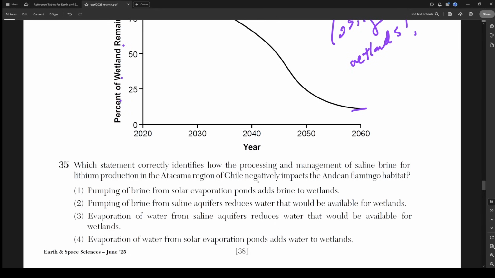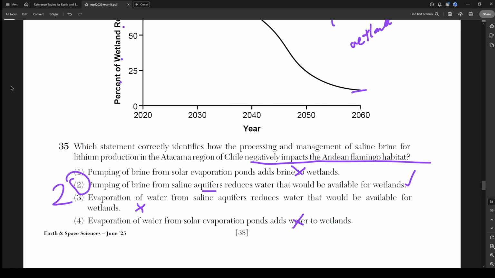Okay? So which statement correctly identifies how the processing and management of the saline brine for lithium production negatively impacts the flamingo habitat? Pumping of brine from the evaporation ponds adds to the wetlands? No. Pumping of brine from the aquifer reduces the water that would be available? Yeah. Evaporation of water reduces the water that would be available from the wetlands? That's not in the wetlands. Evaporation of water from solar evaporation ponds adds water to the wetlands? No. So I think this is going to be your best bet. 2.